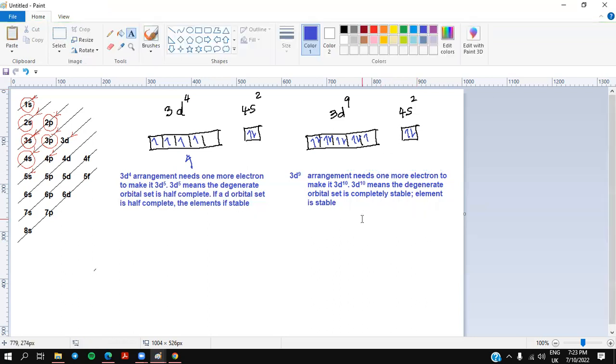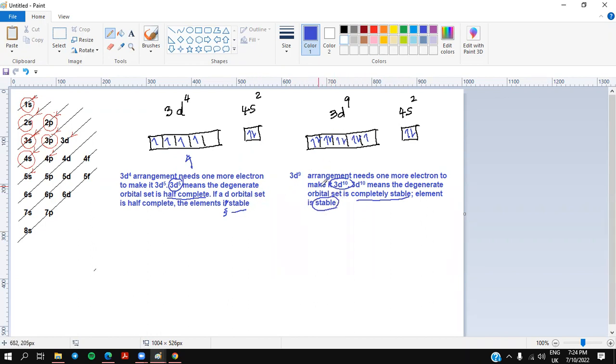All right. What you must remember is this. If you have 3d5, then it is half complete and the element is stable. If it is 3d10, the orbital set is completely stable. It is stable.